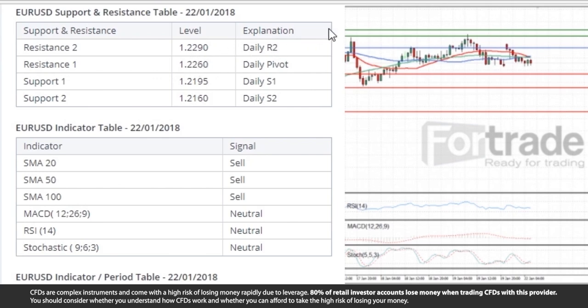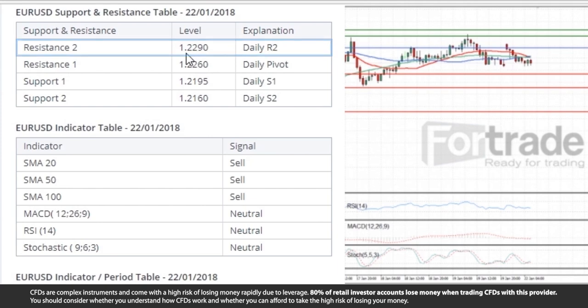Resistance 2 is this green line marked R2 here, level 1.2290. Resistance 1 is marked R1, level 1.2260, and we have 2 support levels. First support is at level 1.2195 and support 2 level 1.2160. If, for example, we want to sell and to be exposed to greater risk, we will set the take profit order at support 2 at 1.2160 and stop loss at resistance 2 at 1.2290.